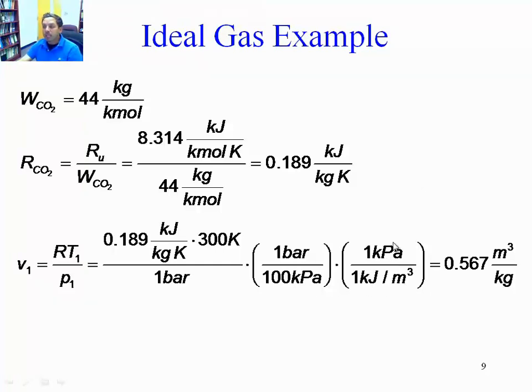So this kilopascal and this kilopascal cancel out, this bar and this bar cancel out, and basically 1 bar is equal to 100 kilojoules over meter cube. That way we can cancel the kilojoules, we can cancel the Kelvin, and what we'll end up with is meter cube on the numerator and kilogram on the denominator. The specific volume at state 1 is 0.567 meter cube per kilogram. So we have now defined state 1. We have pressure, temperature, and volume. Let's stick now with the fundamental properties: pressure, temperature, and specific volume.